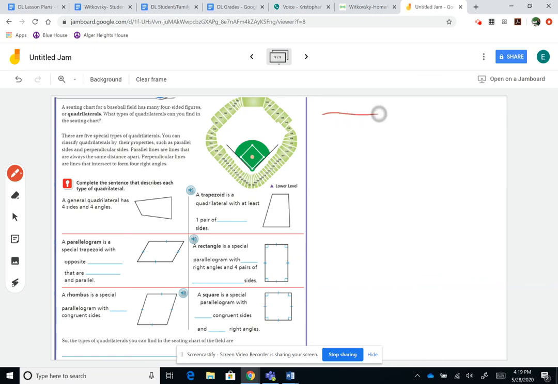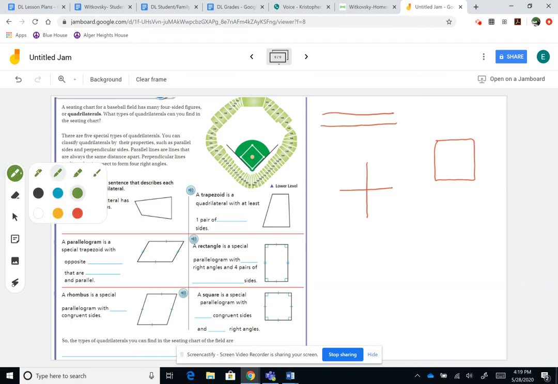So let me draw that for you. I don't have a straight edge, but those are parallel lines, and these are perpendicular lines. So if you were looking at a square, let me change to green. This line and this line are perpendicular with each other.